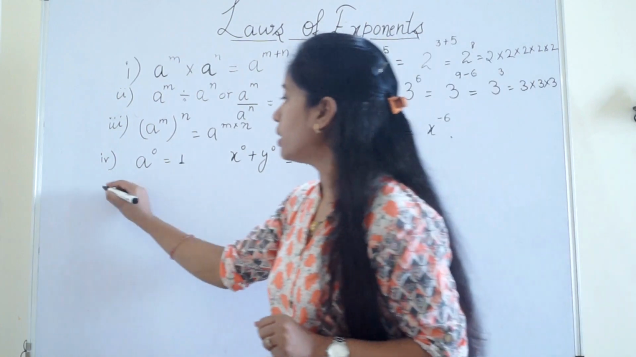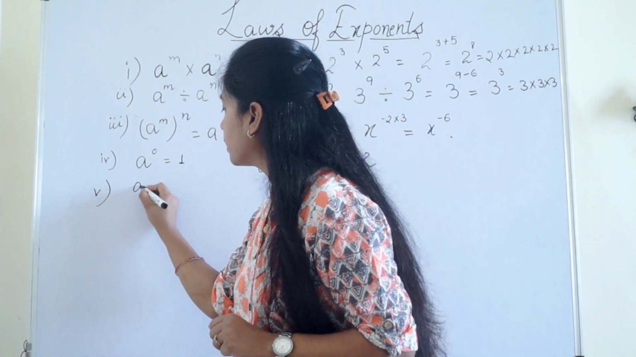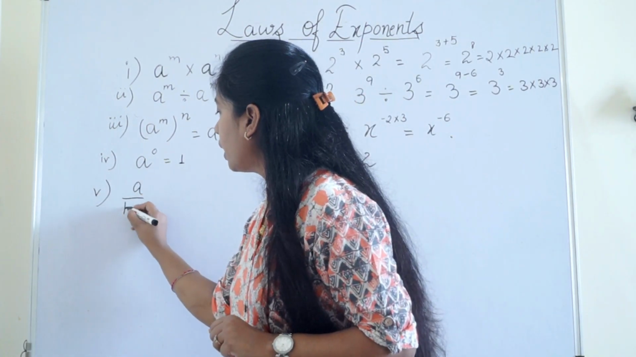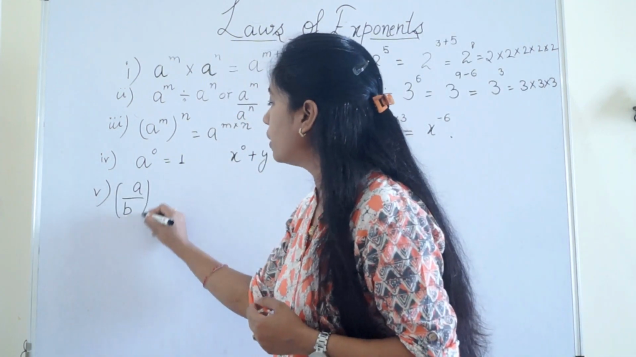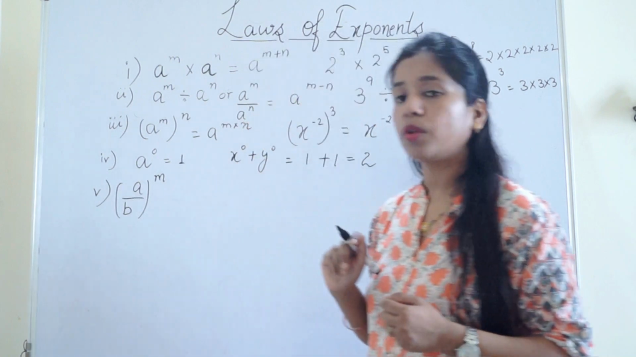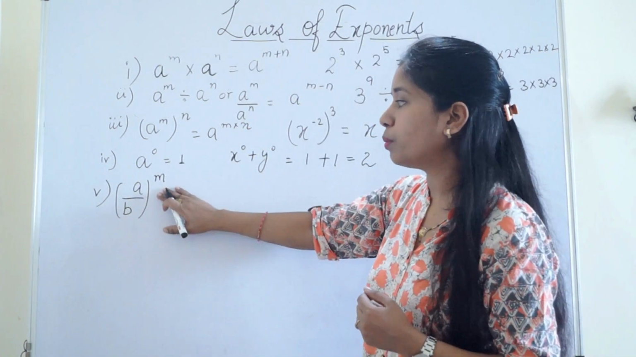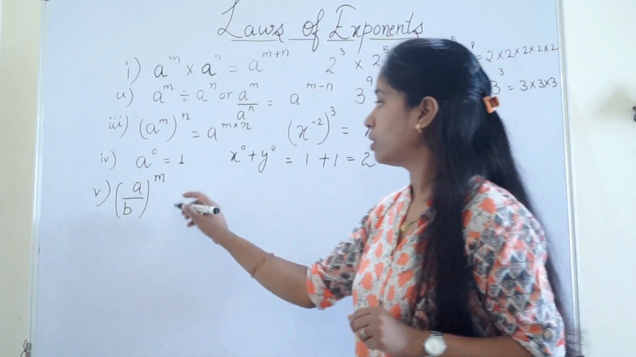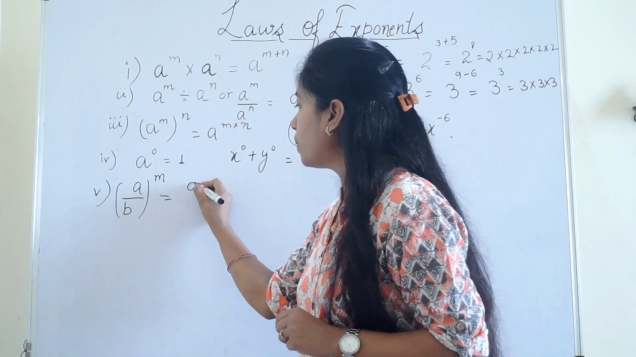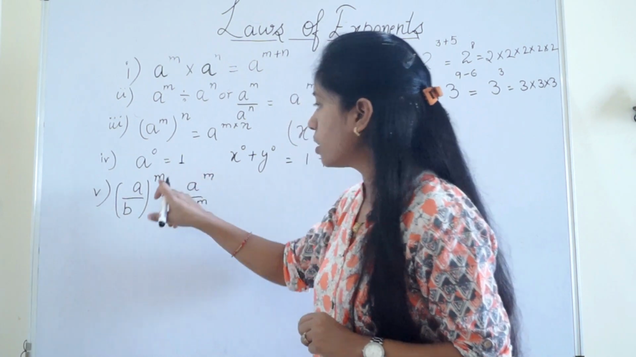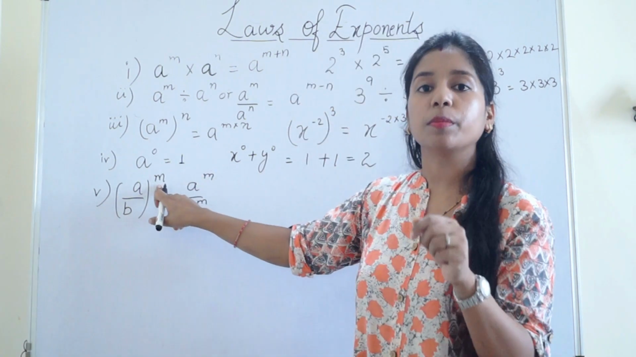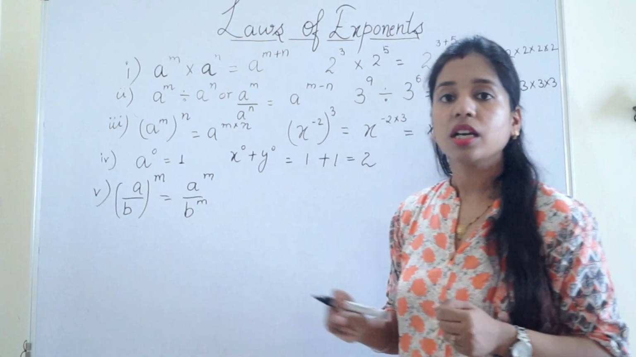Now next property is, suppose I am having a upon b. We are having a upon b and it is having whole power m. So in this case what happened? Power will get distributed to both the numerator and denominator. We can also write it like this: a to the power m upon b to the power m. So the whole power will get distributed to numerator as well as denominator.